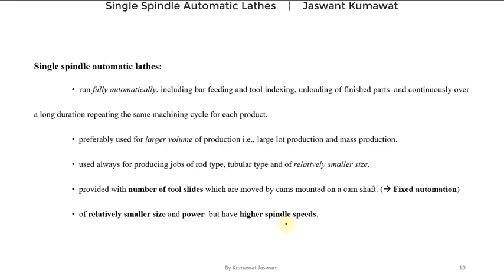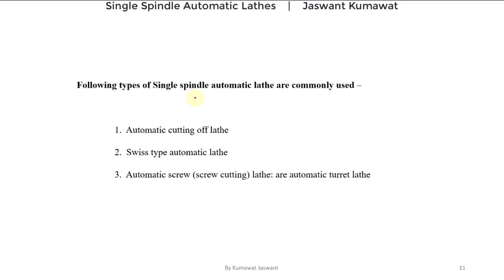And there is a lot of variety of these single spindle automatic lathes, and the following types are commonly used. First one is the automatic cutting off lathe, second is the Swiss type automatic lathe, third is the automatic screw cutting lathe, and these are of automatic turret type lathe. All these three automatic lathes are of single spindle type, and we will study all about these lathes one by one in the next virtual classes.